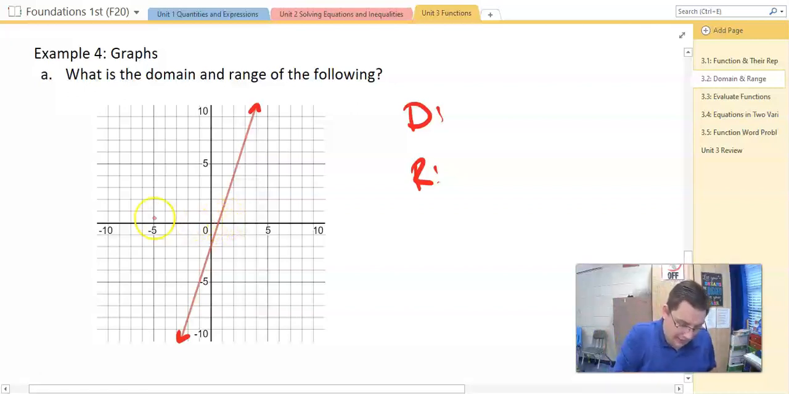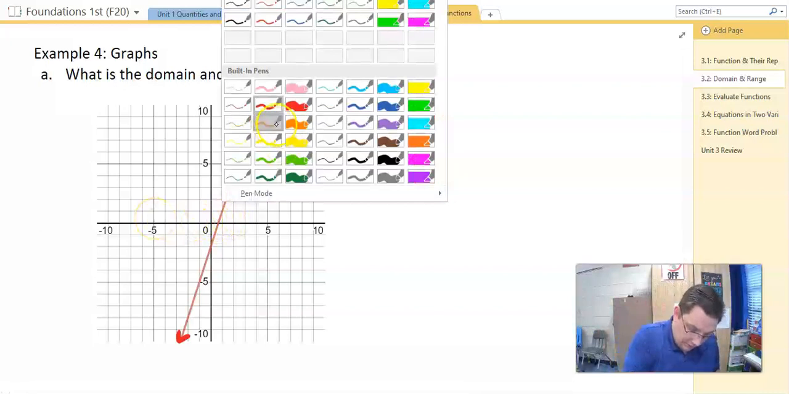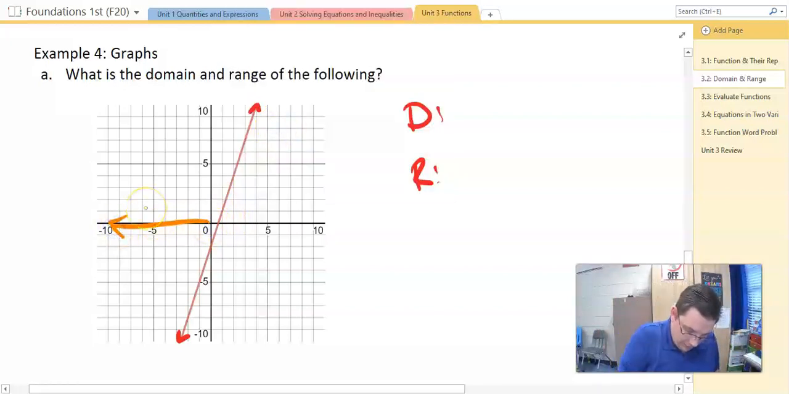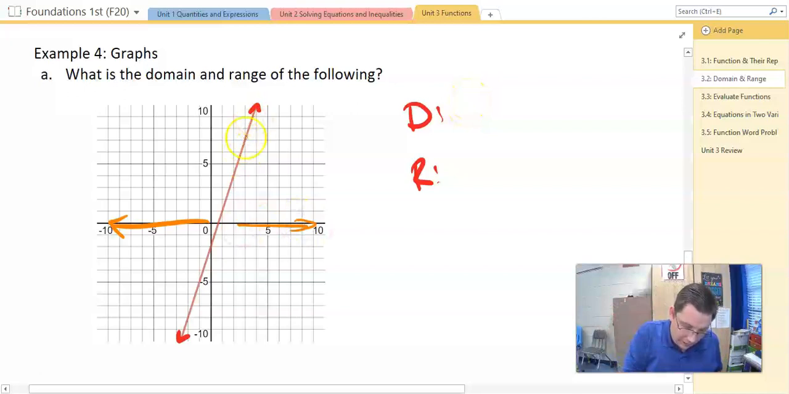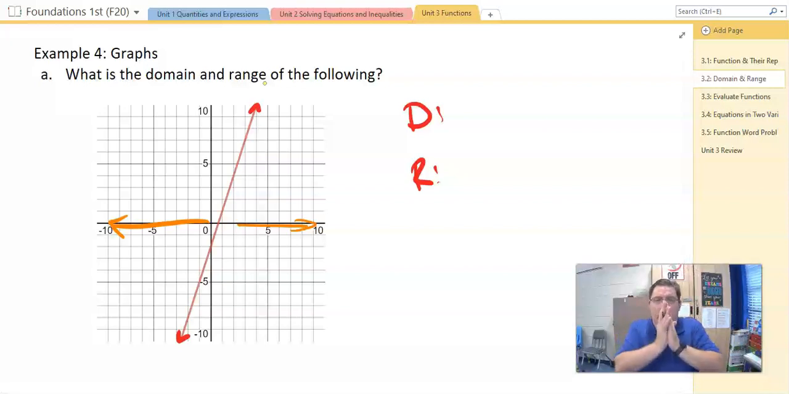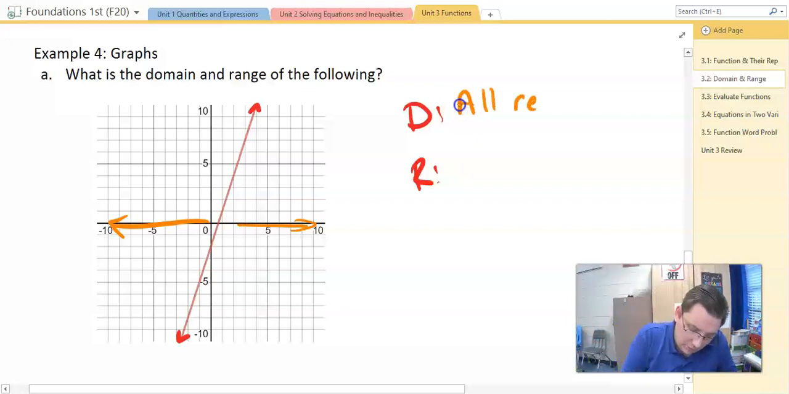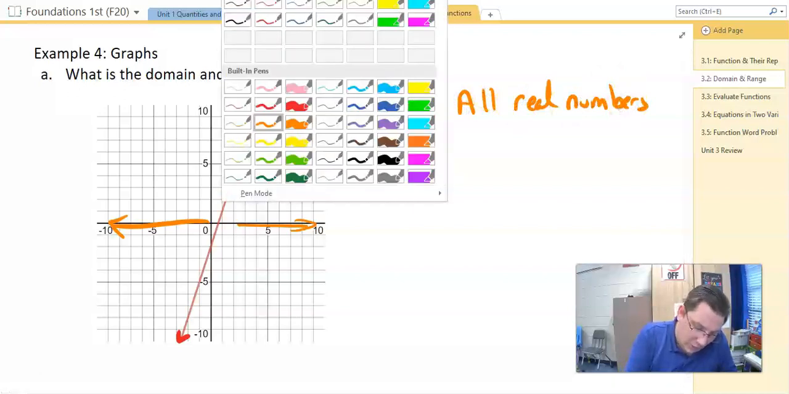Well, as this goes to the left, so as we're talking about this graph going further and further this way, it's going to go that way forever because this graph is going down, but it's also still going to the left. Hold on to that piece. Now let's talk about it going to the right. Well, this graph is also going to keep going to the right because this red line is going up, but it's also going to the right. And so it's going to go across all of our x values, which means that the domain is all real numbers.